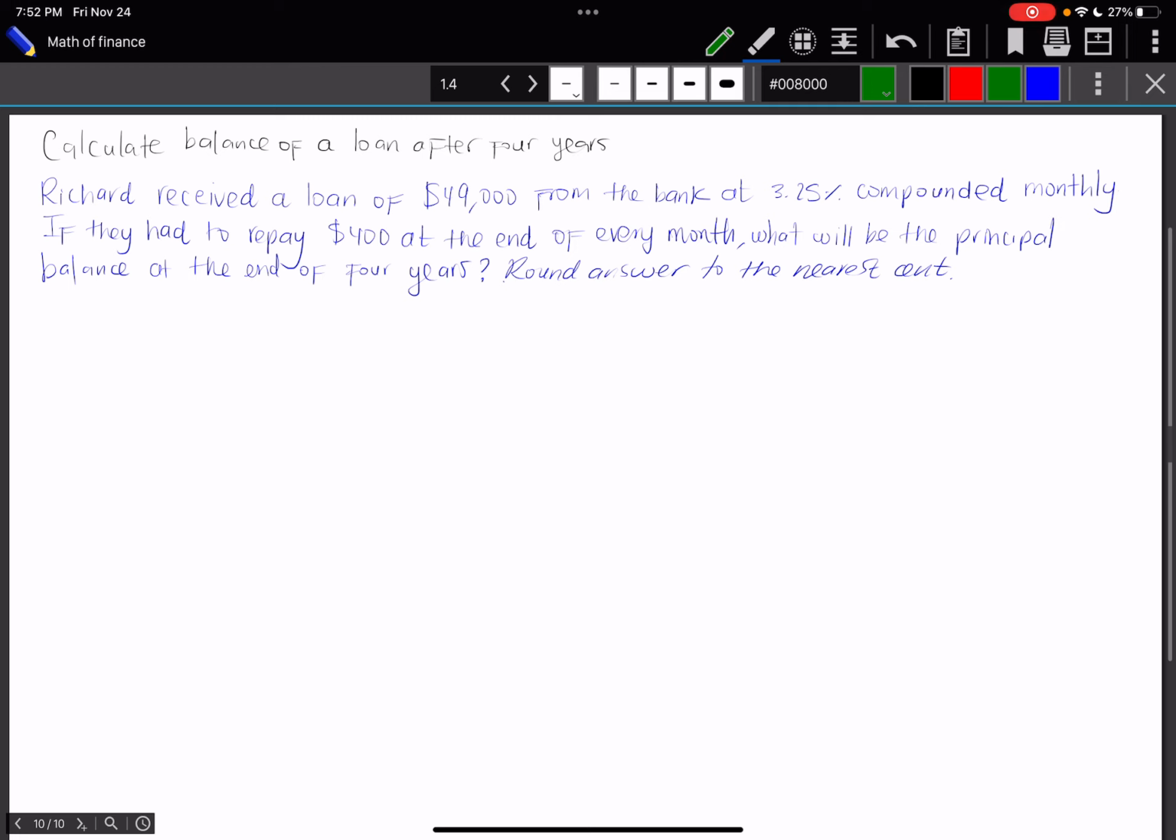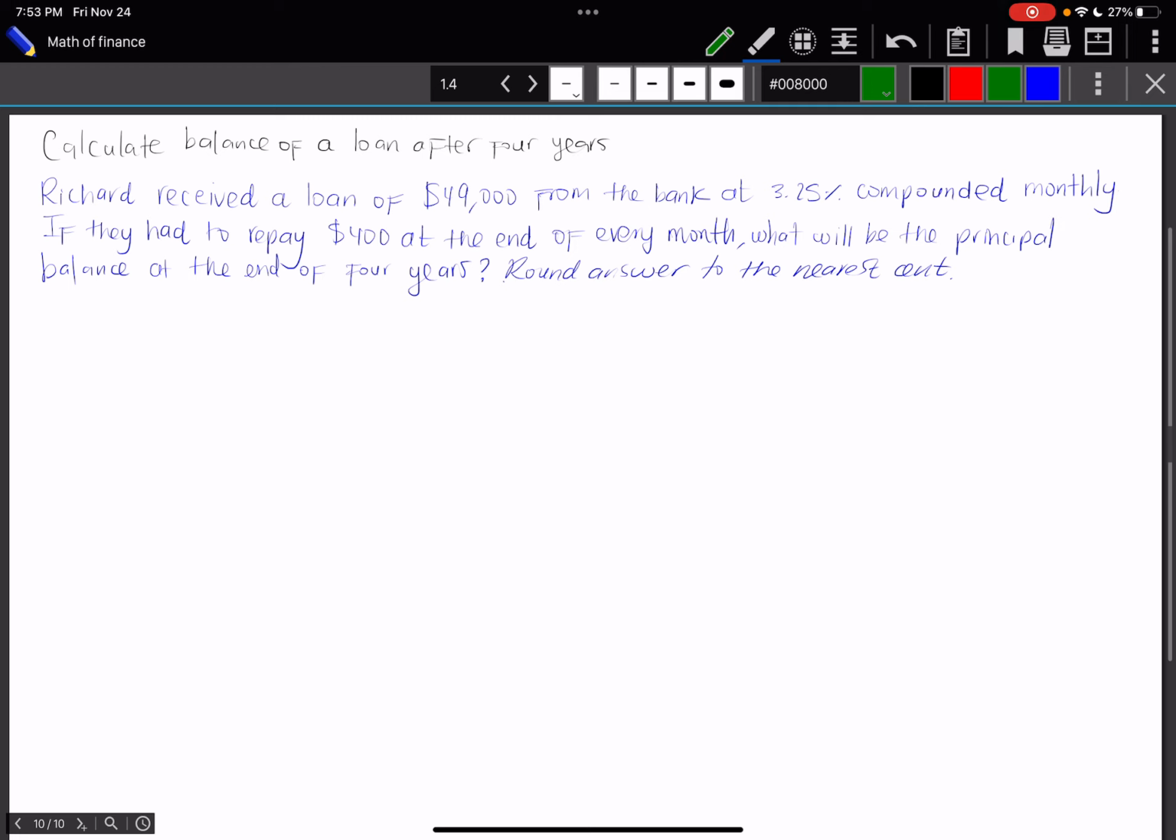This loan is in the form of an annuity, because remember that an annuity is a series of payments made at regular intervals for a period of time. The type of annuity we're working with is ordinary and simple because Richard is making payments at the end of every month, and because the compounding period and the payment period are the same.